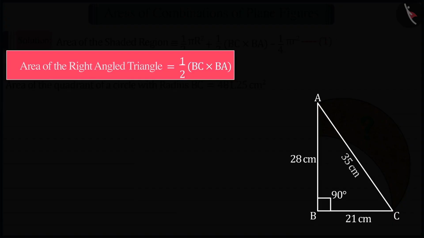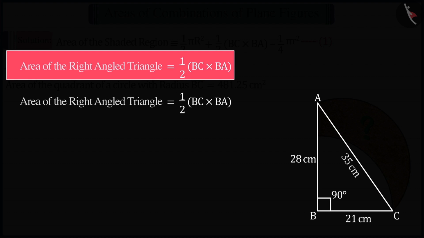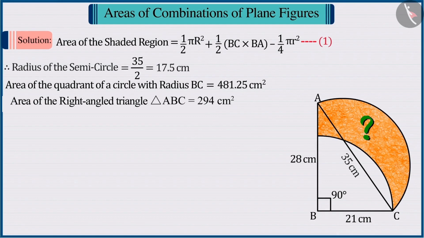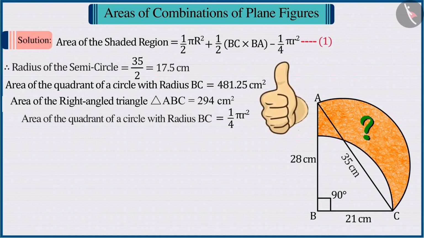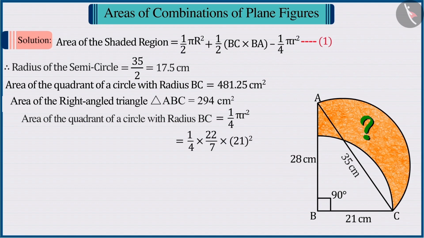481.25 square centimeters. Now, if we talk about the area of right-angled triangle ABC, then by substituting the values of BC and BA in the formula for calculating the area of a triangle, we get 294 centimeters square. So, now can you tell what will be the area of the quadrant of a circle with radius BC? Correct. Substituting the value of the radius as 21 centimeters in the formula for the area of the quadrant of a circle and solving, its area is obtained as 346.5 centimeters square.